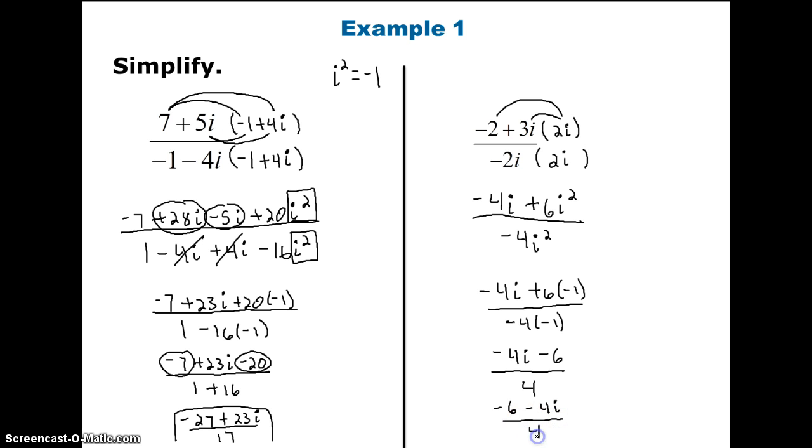Now on this one, look at the numbers, 6, 4, 4. I'm looking at those three numbers. They do have a common factor, which is 2. So you can reduce by 2. You divide everything by 2. So 6 divided by 2, that's 3, so -3 minus 4 divided by 2 is 2i, and on the bottom 4 divided by 2 is 2. So here's my answer.